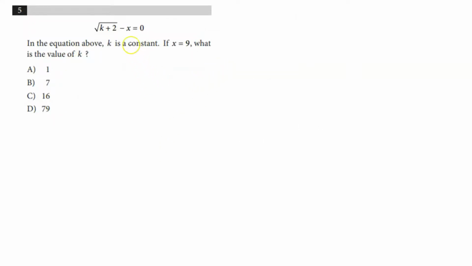Number 5. In the equation above, k is a constant. If x equals 9, what is the value of k?